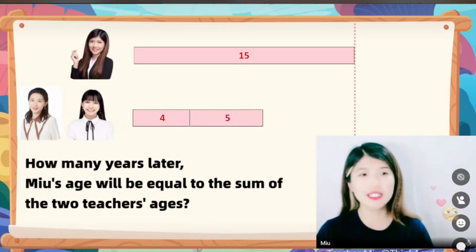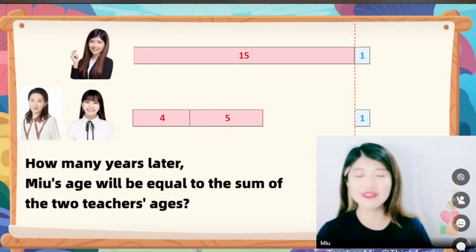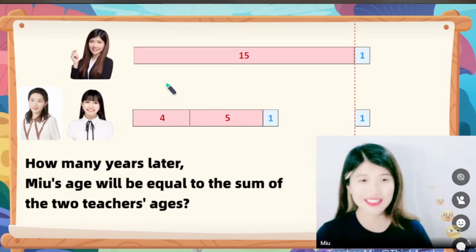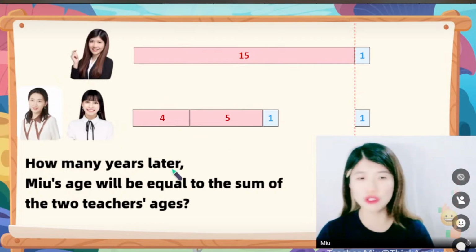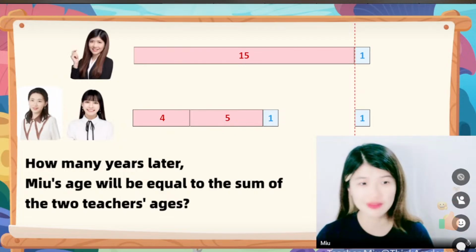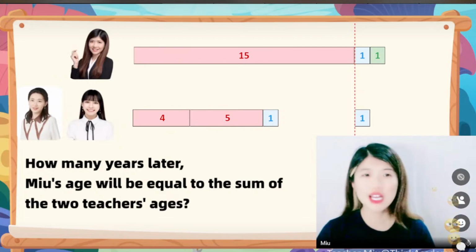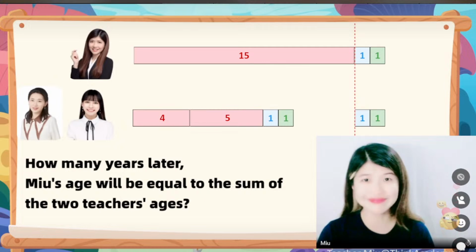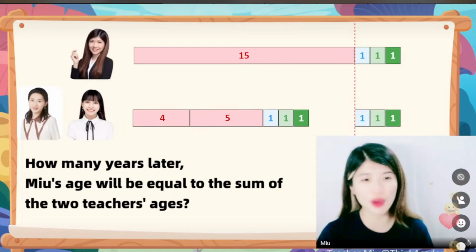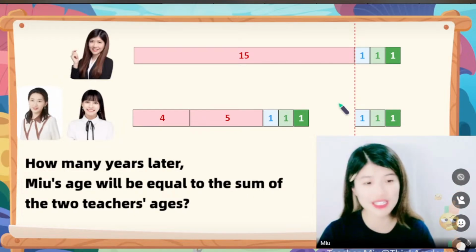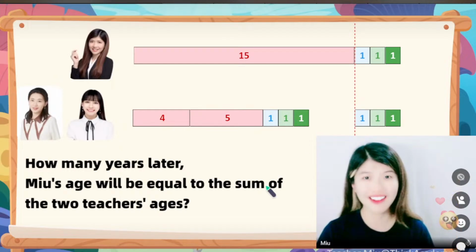After 1 year, Mew would grow up by 1, Apple would grow up by 1, and Charlene will also grow up by 1, right? Okay, are we the same now? Is Mew's age equal to the sum of the 2 teachers' ages now? Not yet, right? Okay, after 1 more year, 1 year for Mew, 1 year for Charlene, 1 year for Apple. Are we equal now? Still not, right? Again 1 year each. Now it is 3 years already. Are we equal now? Not yet, right?